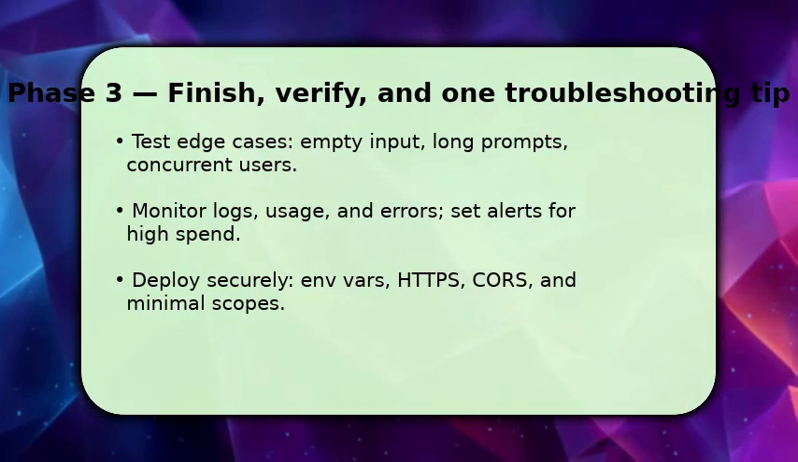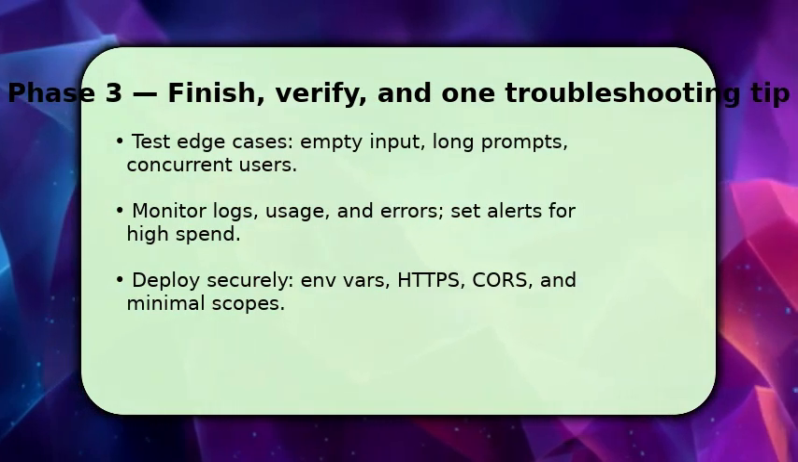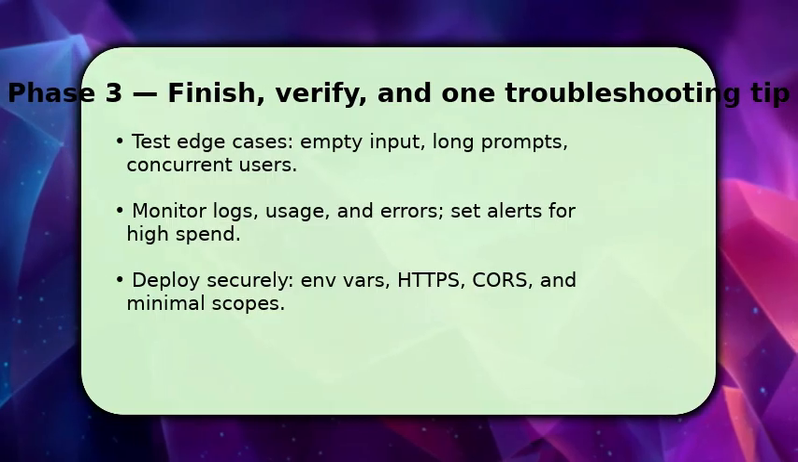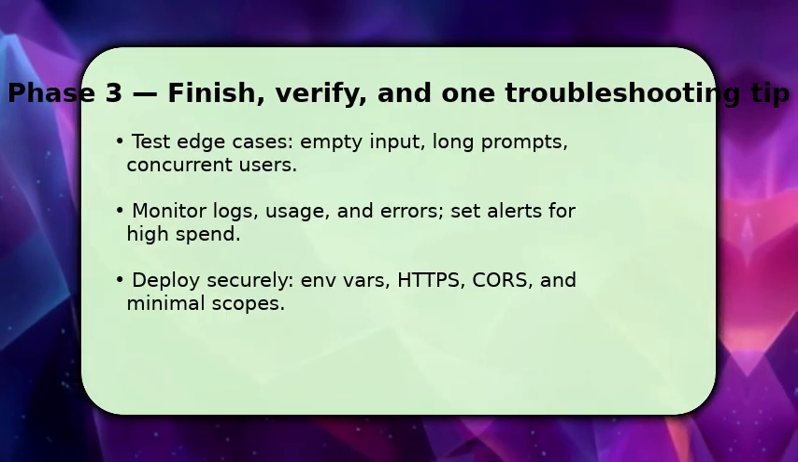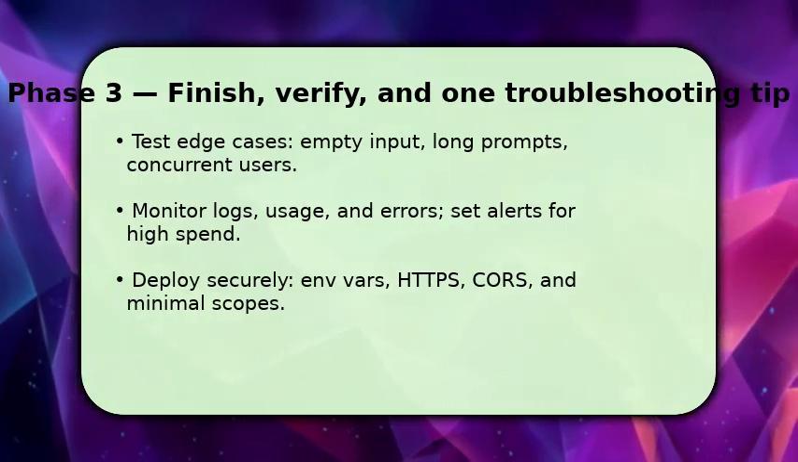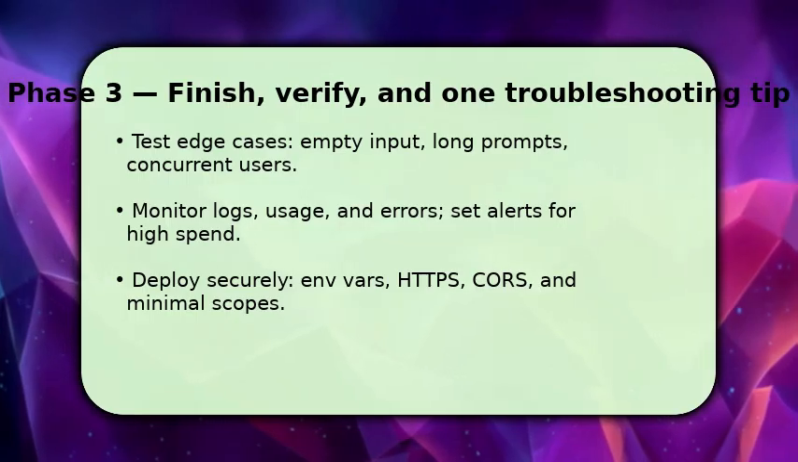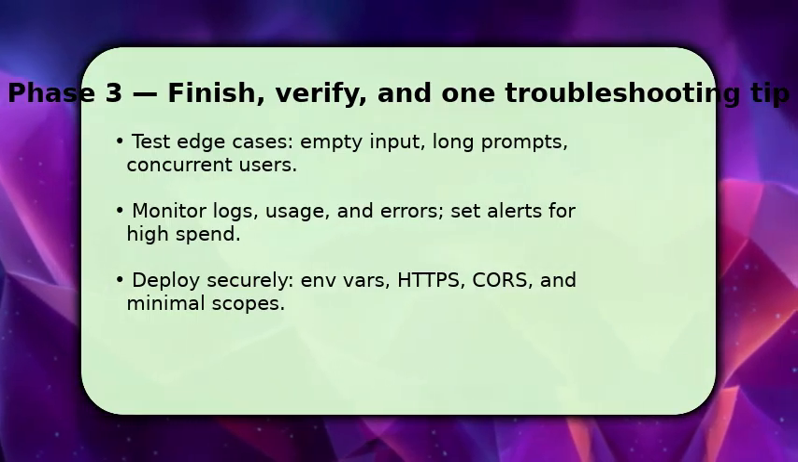You finish by testing extensively. Check empty prompts, long messages, and heavy concurrent use so you can tune timeouts and token limits. Once done, deploy with environment variables, HTTPS, and proper CORS rules. Make sure the API key never reaches the browser.